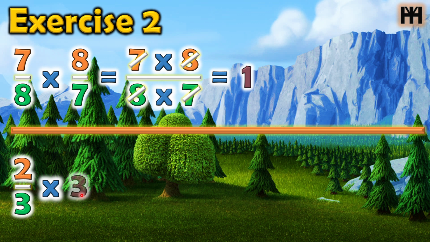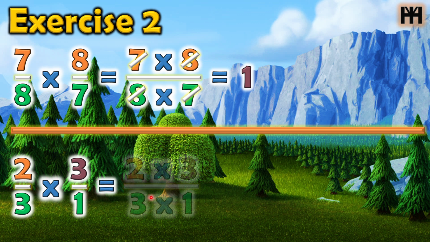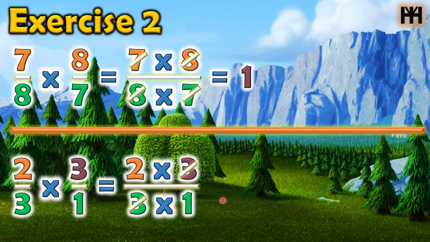Okay, 2 over 3 multiplied by 3. Remember, the 3 is actually 3 over 1. So we'll multiply the numerators and denominators. So it's 2 times 3 over 3 times 1. We can cross the two 3's together. So we have 2 over 1. Anything over 1 will be the same. So it will be 2.